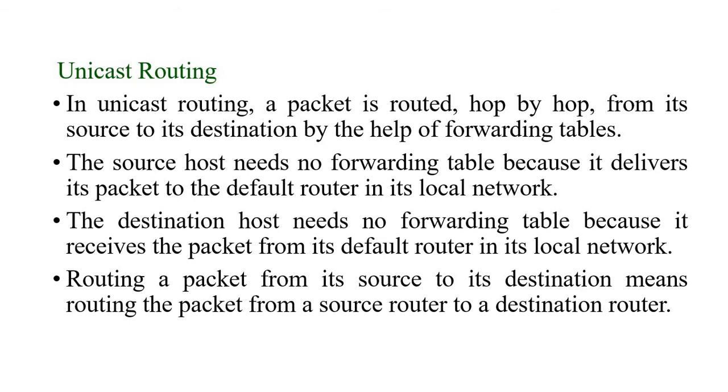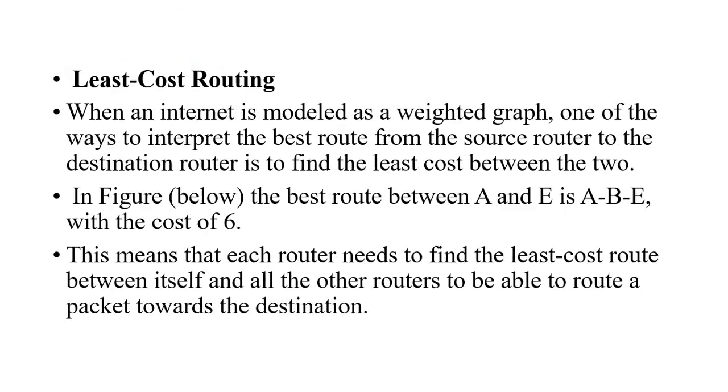The routing protocol also plays a main role, and certain procedures need to be followed. This simple approach enables the data packet to reach the destination from the sender. Routing a packet from the source to the destination means routing the packet from the source router to the destination router. These are the things we need to consider in unicast routing.